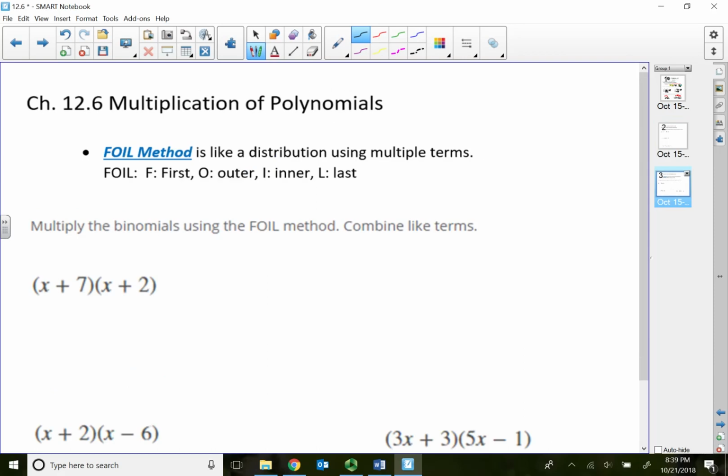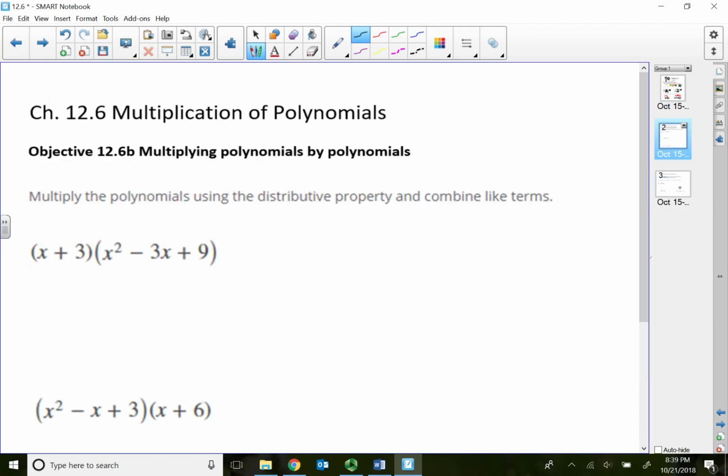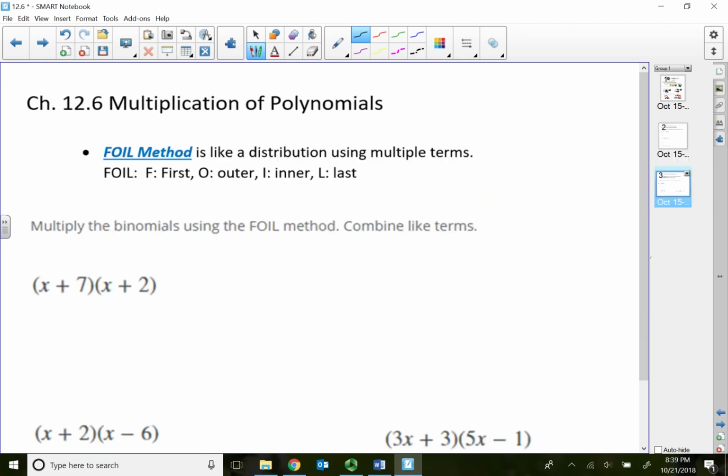Multiplying this type of problem will actually make a lot more sense when we come back to do these. Okay, so let me just do this one first. So I'm going to call this video 12.6 FOIL method. How about that? All right. So this is multiplying binomials using something called the FOIL method.